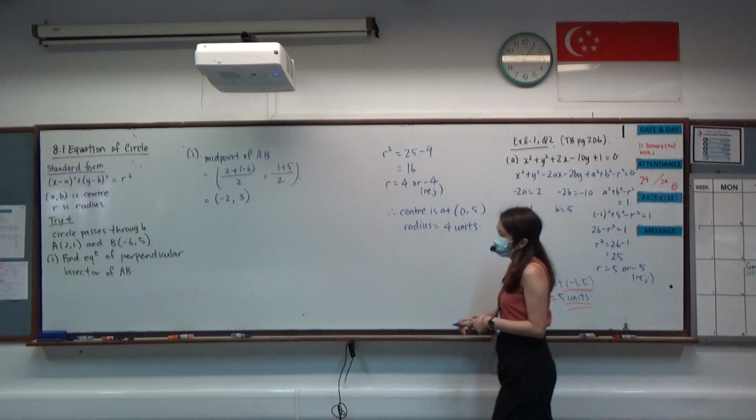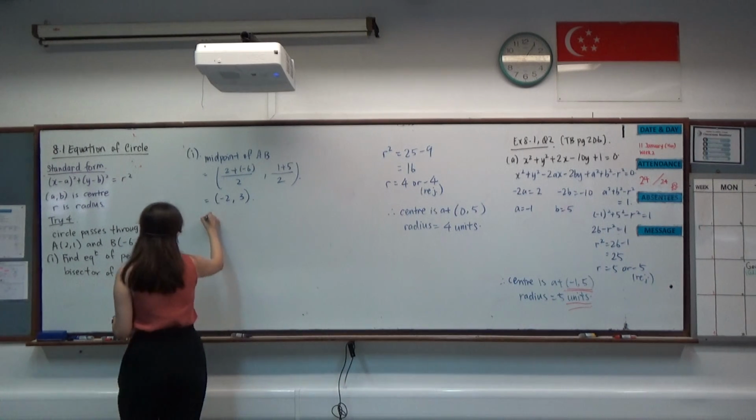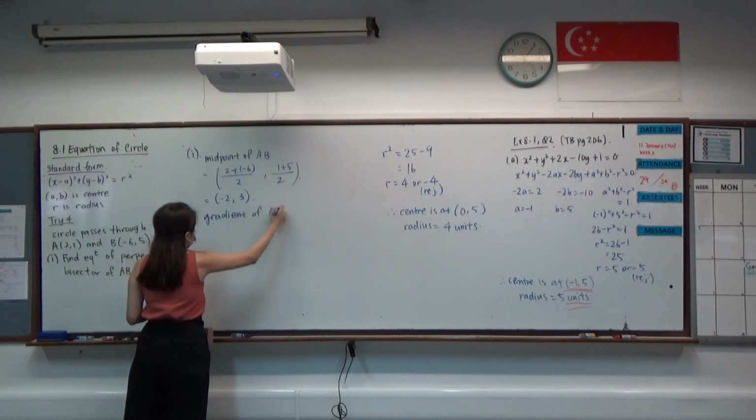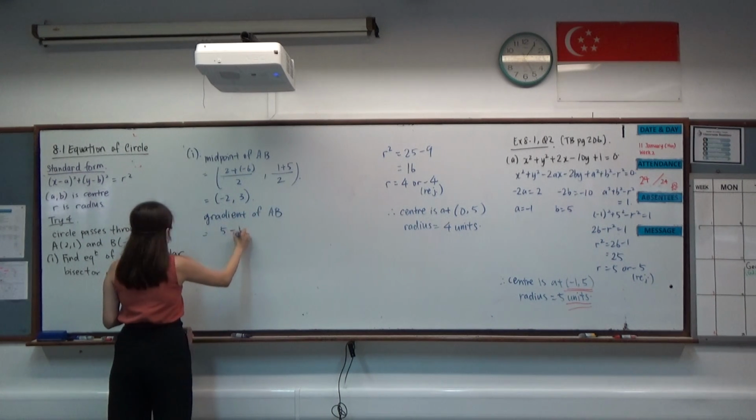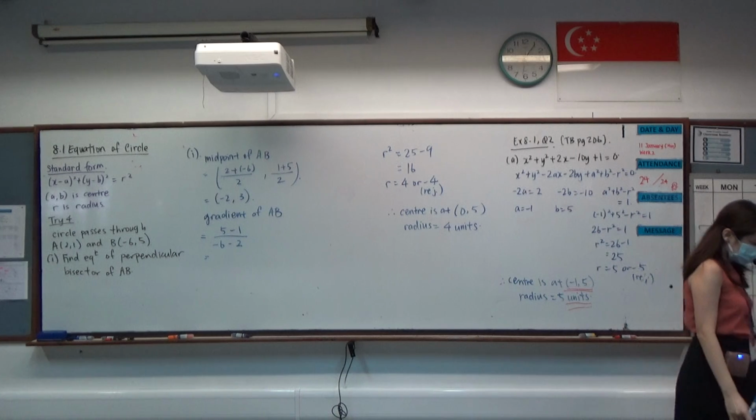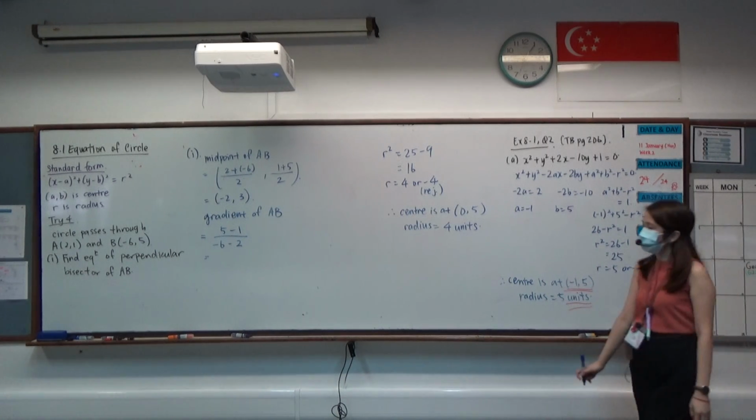Okay? And then we need to find the gradient. But we find the gradient of AB first, and not the perpendicular bisector yet. So we get -½.